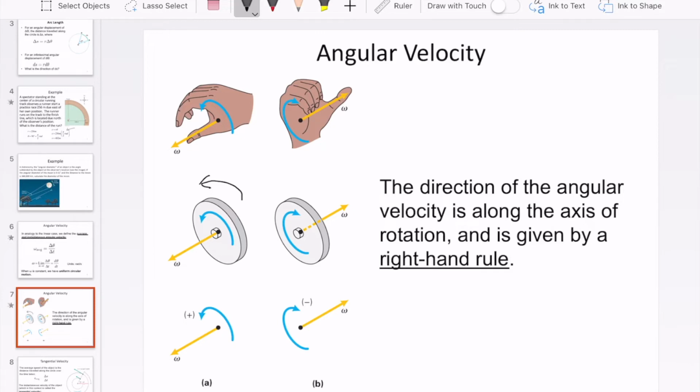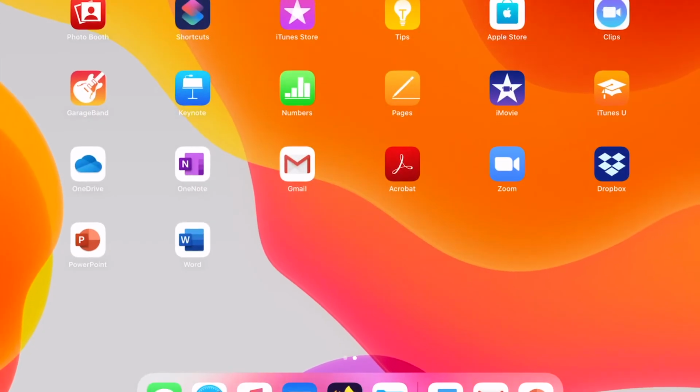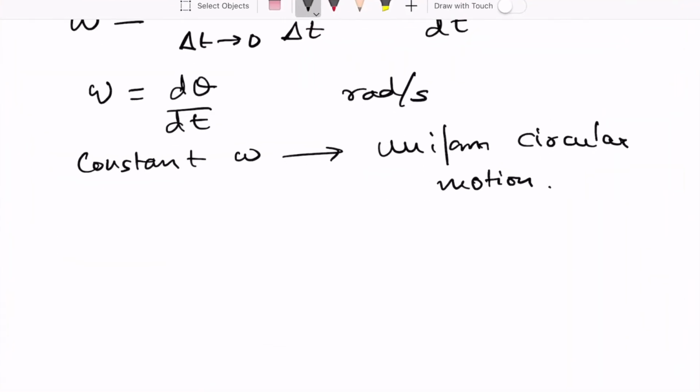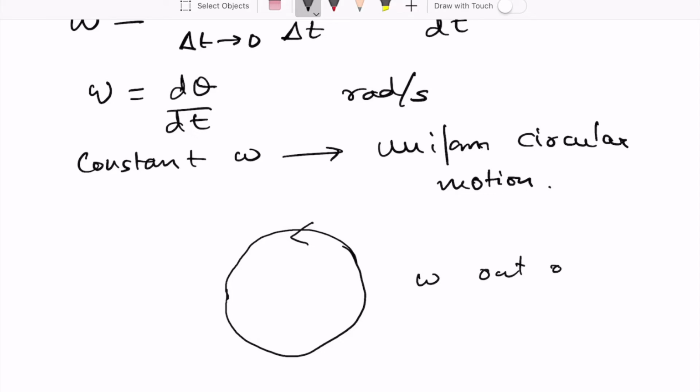I can show you another example. Suppose an object is moving in a circle like this, in the counterclockwise direction. If you curl the fingers of your right hand in the counterclockwise direction, you'll see that your thumb is pointed out of the page. And so that is the direction of omega in this case. So omega would be out of the page in this example.